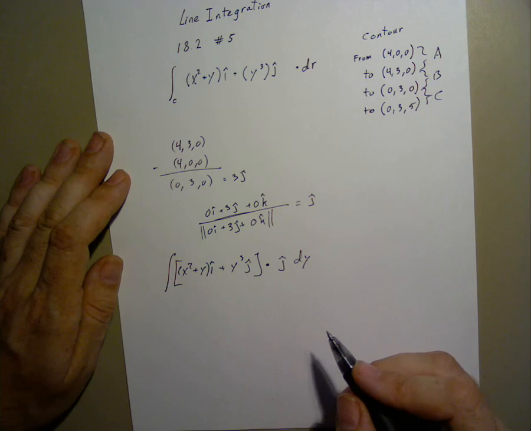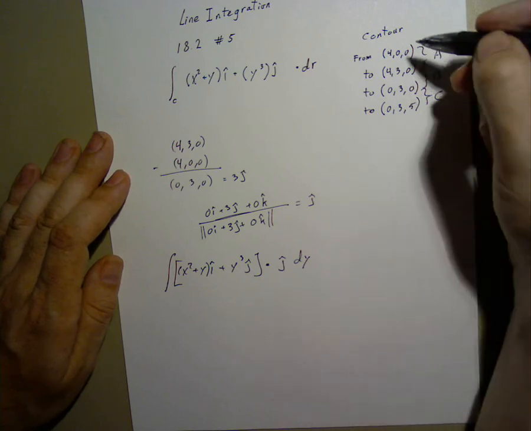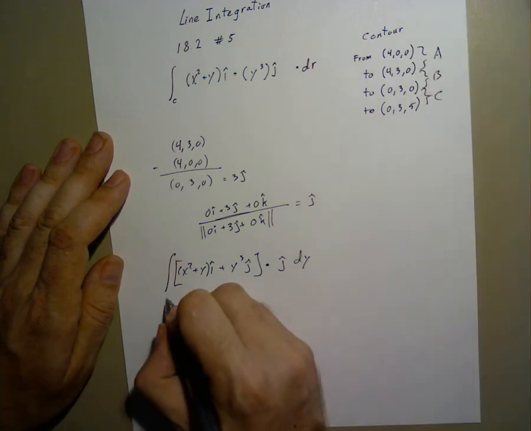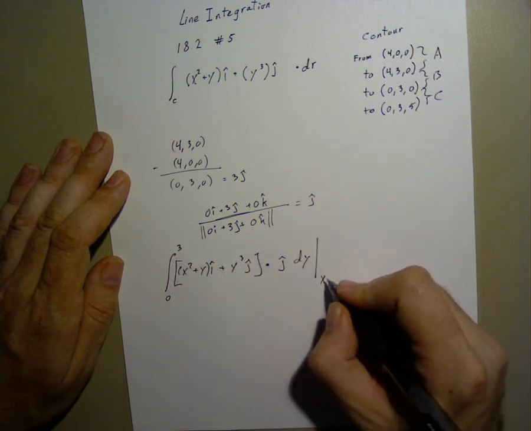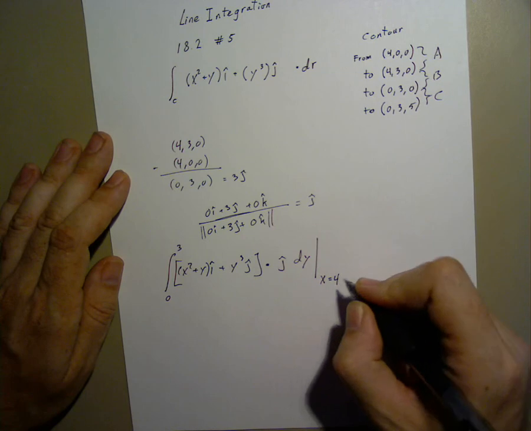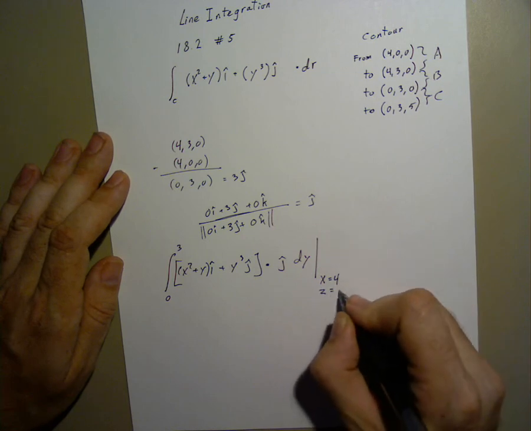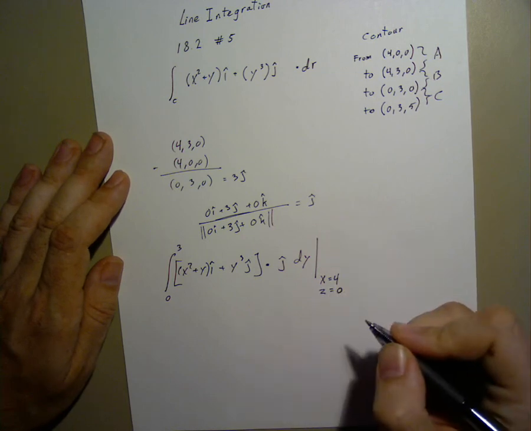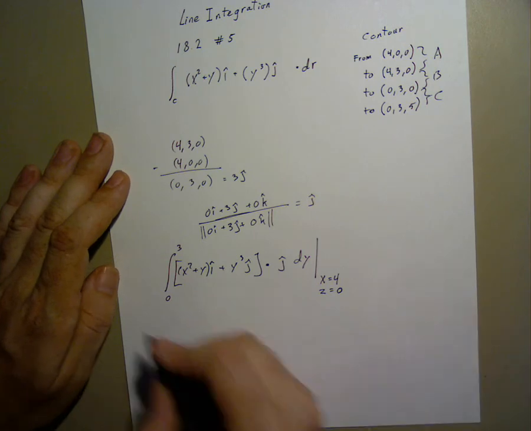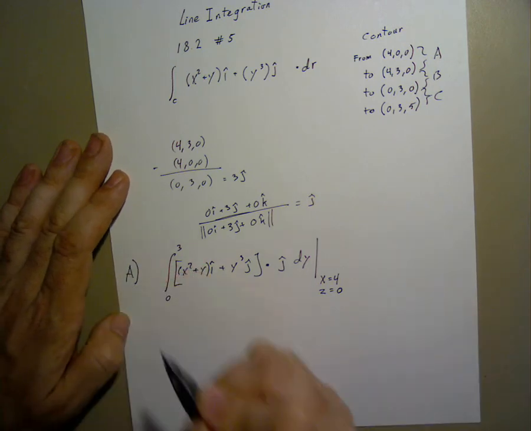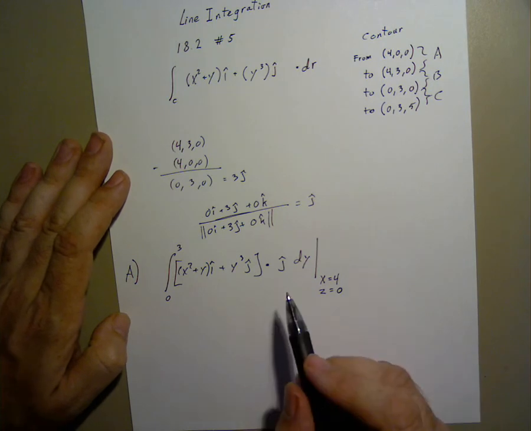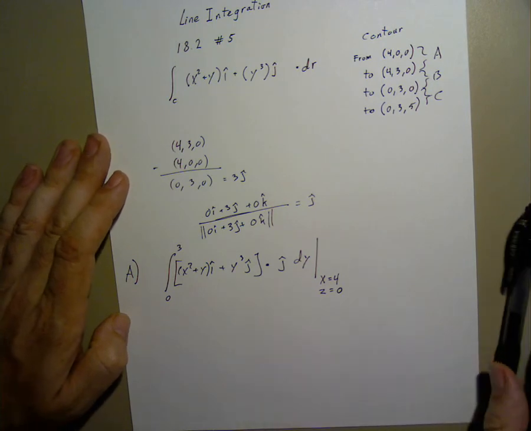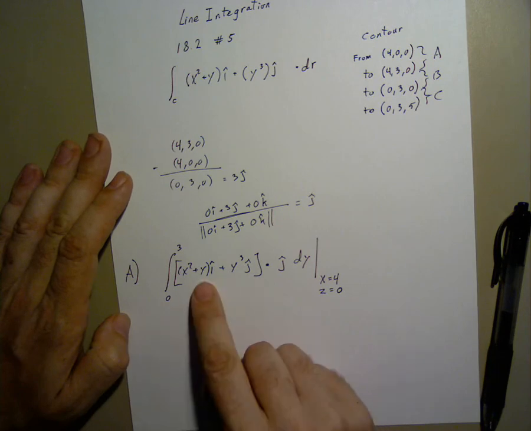In this case, we are integrating from 0 to 3 in y, whereas x is being held constant at 4 and z is being held constant at 0. This is our A vector integral. If we were to integrate this, the i hat term will completely cancel out.